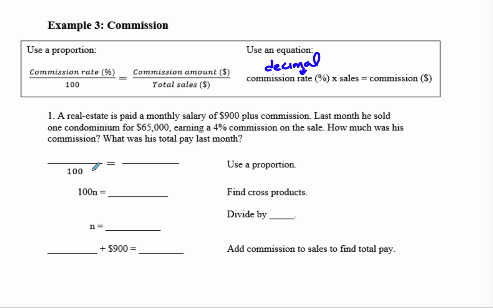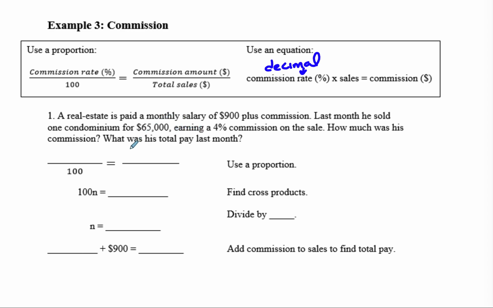All right, let's go ahead and take a look at this one. A real estate agent is paid a monthly salary of $900 plus commission. Last month, he sold one condominium for $65,000, earning a 4% commission on the sale. How much was his commission, and what was his total pay last month? All right, so we know that $900 is how much that realtor automatically gets paid. Everything else is commission. Okay, so we're going to get it set up. I'll help you get it set up, and then you're going to solve it on your own.